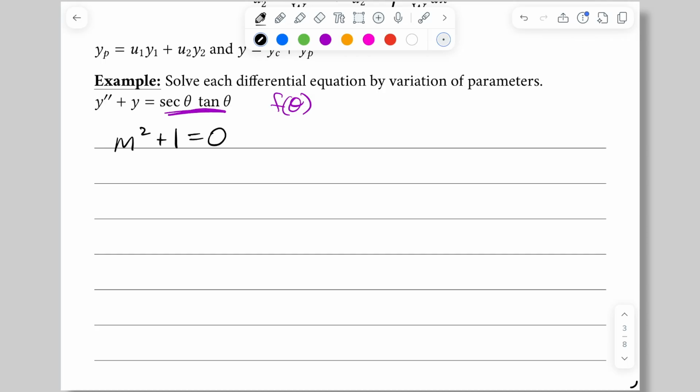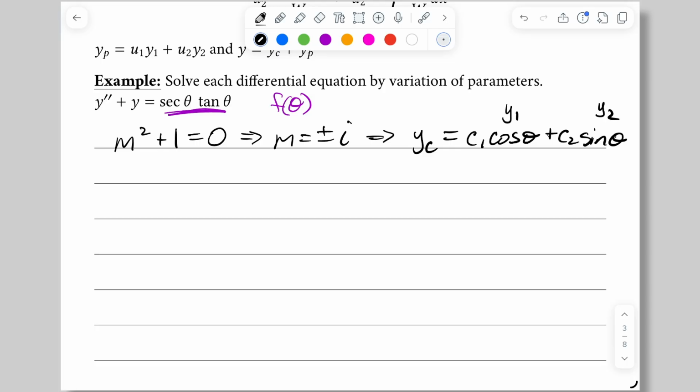In this case, m squared plus 1 is equal to 0, which implies that m is equal to plus or minus i, which then means that y sub c is c1 cosine of theta plus c2 sine of theta. I'm going to identify y1 as the cosine of theta and y2 as the sine of theta. My choice of which one is 1 and which one is 2 is completely arbitrary. All that matters is that you keep track of which one was which.